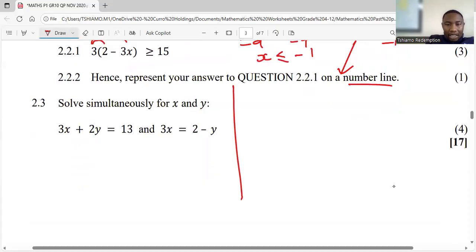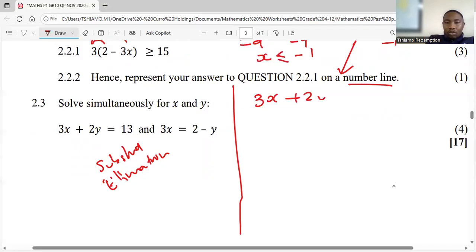Solve for x. There are 2 ways of doing it: the substitution method and the elimination method. Whichever method works quicker. In grade 10, they don't really specify which method you should use, but in grade 11, mostly you will use substitution. So I'm going to use the elimination method because it's quicker. x plus 2y equals 13. Then I'm going to write the second equation underneath the first, putting x's together, y's together, constants together.